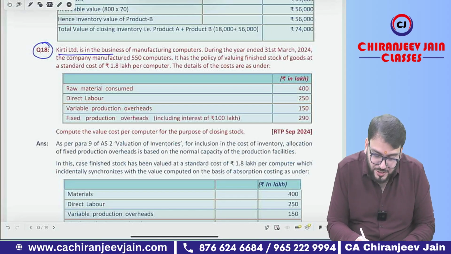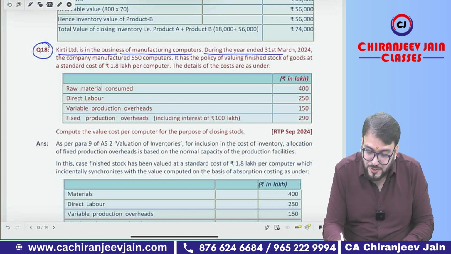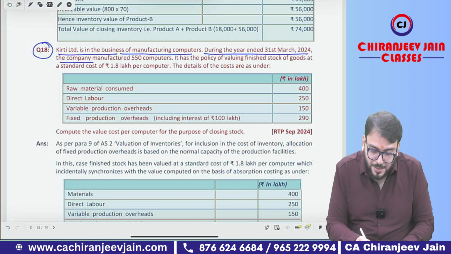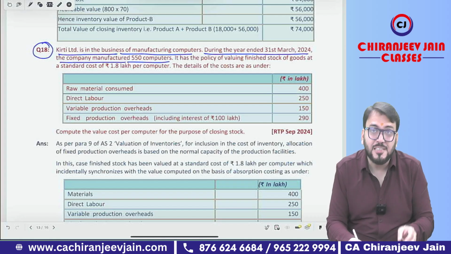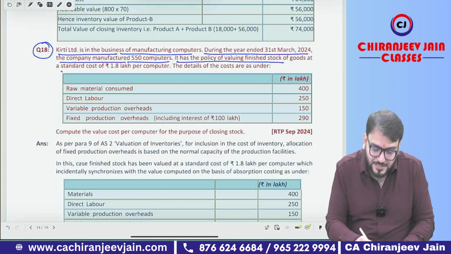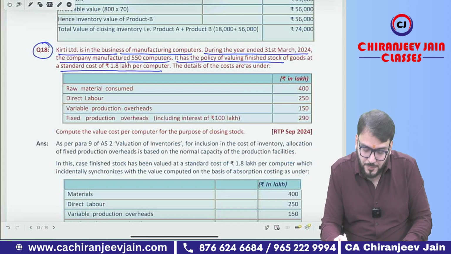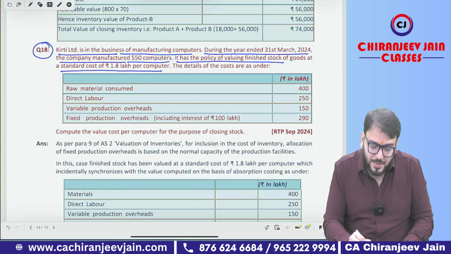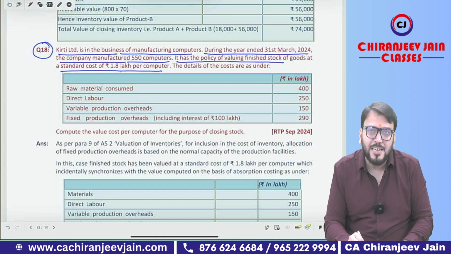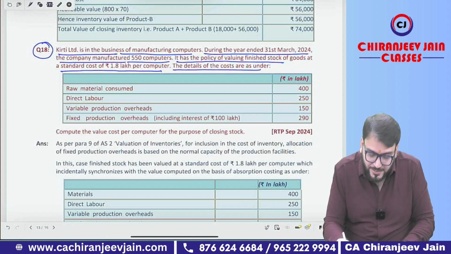Kirti Limited is in the business of manufacturing computers. During the year ended 31st March 2024, the company manufactured 550 computers. This is actual production. It has the policy of valuing finished goods stock at a standard cost of 1.8 lakh per computer. We need to see whether it is correct or not. The details of cost are as under.